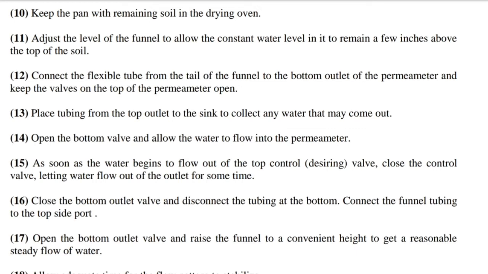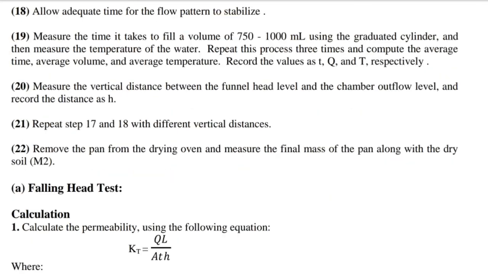16. Close the bottom outlet valve and disconnect the tubing at the bottom. Connect the funnel tubing to the top side port. 17. Open the bottom outlet valve and raise the funnel to a convenient height to get a reasonable steady flow of water. 18. Allow adequate time for the flow pattern to stabilize.